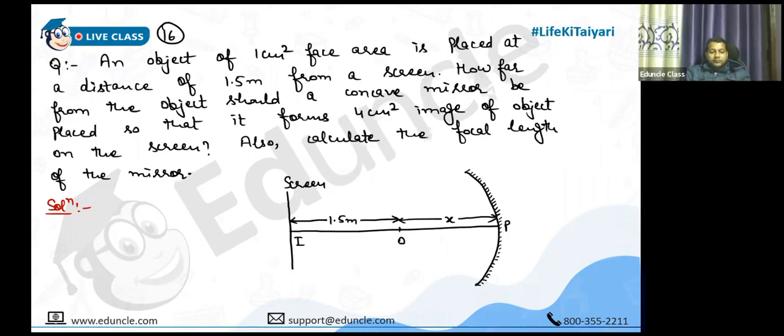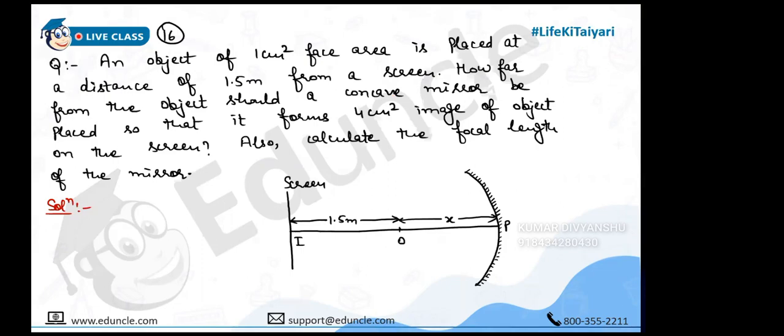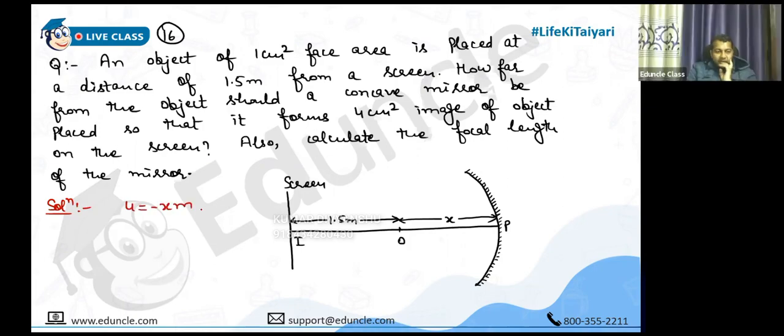0.3 meter. No, 0.3 centimeter. Got messed up with the units. 0.3. No. Okay. So we are taking u to be x meter. And what will be v according to you? It will be minus of x plus 1.5 from the mirror.